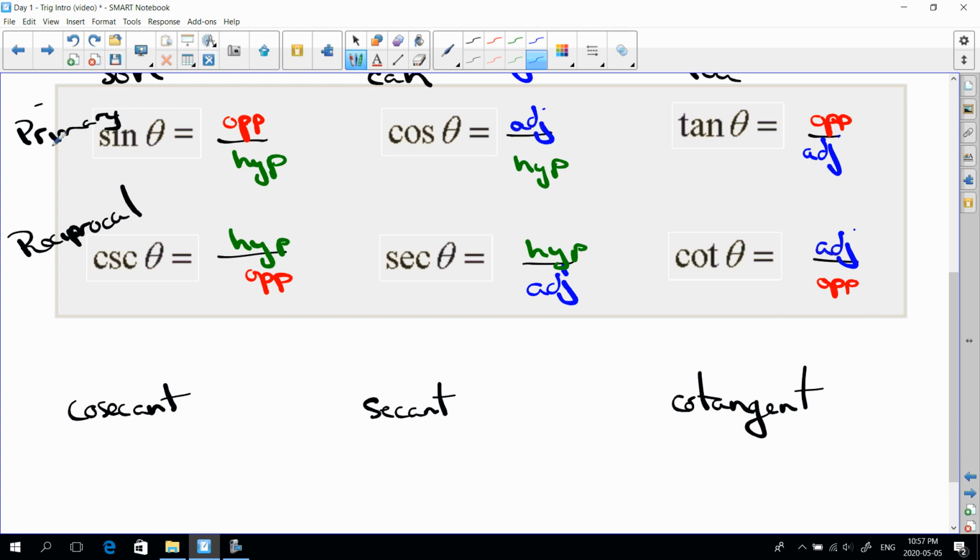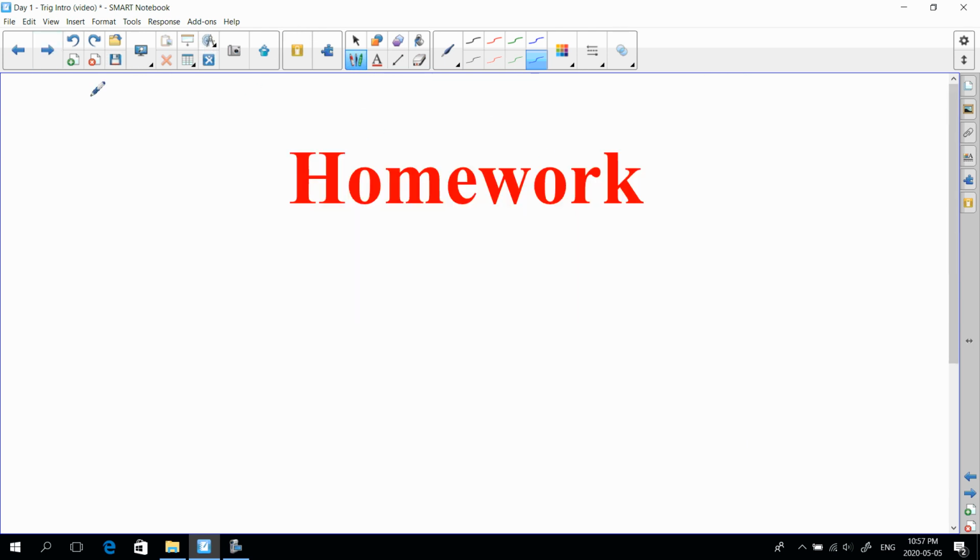Sometimes the questions will ask you to find the three primary trig ratios. Sometimes it'll say find the reciprocal ratios, so you'd only need to find these. If it asks for all six, you need to find all six. If it only asks for secant theta, just find secant theta. Okay? Here's a question.